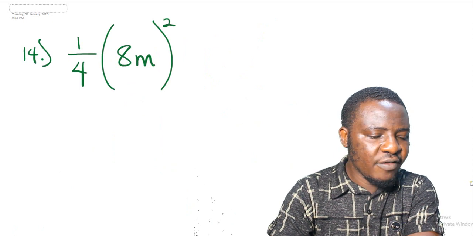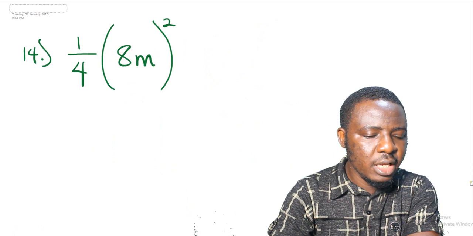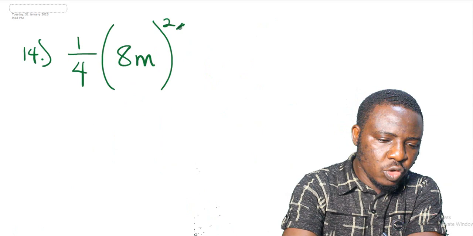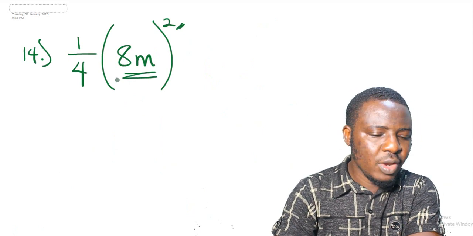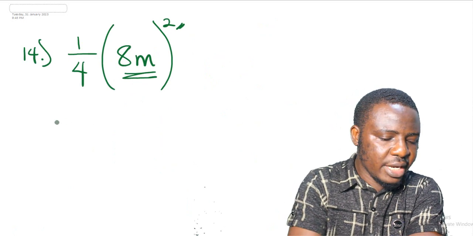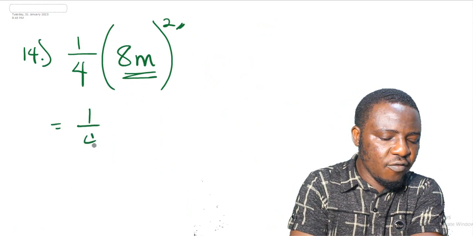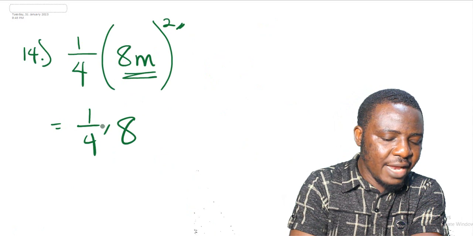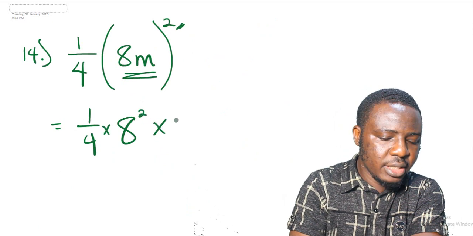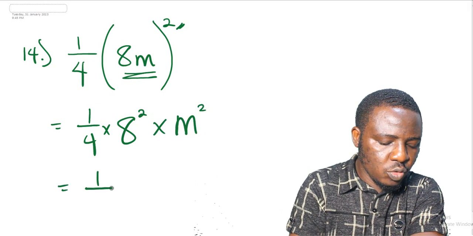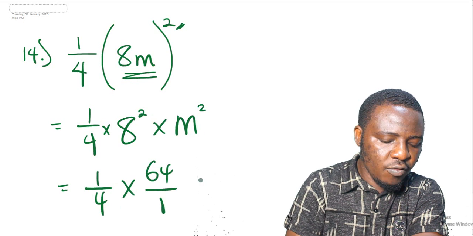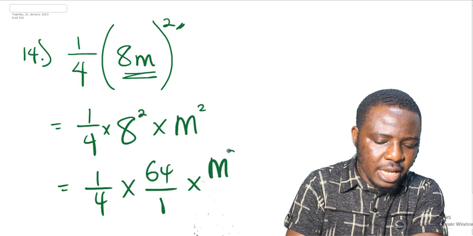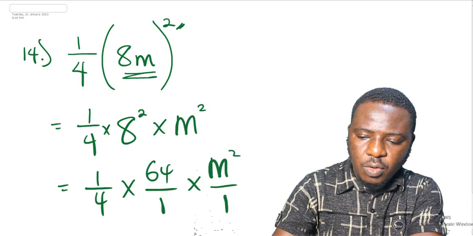Question 14: 1 over 4 into 8m squared. Also, the square is said to affect only the 8m, so we are going to square all that is in the bracket. So this is equal to 1 over 4 times 8 squared times m squared. This is equal to 1 over 4 times 8 squared, which is 64 over 1, times m squared over 1.